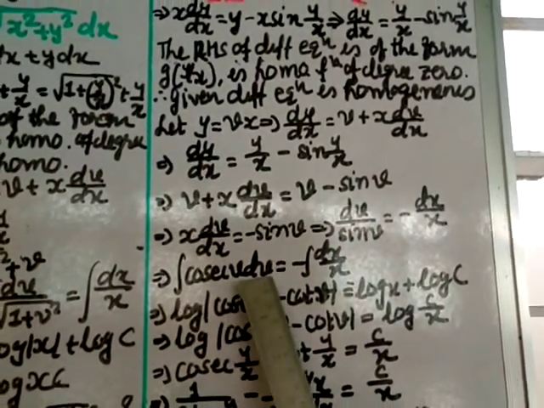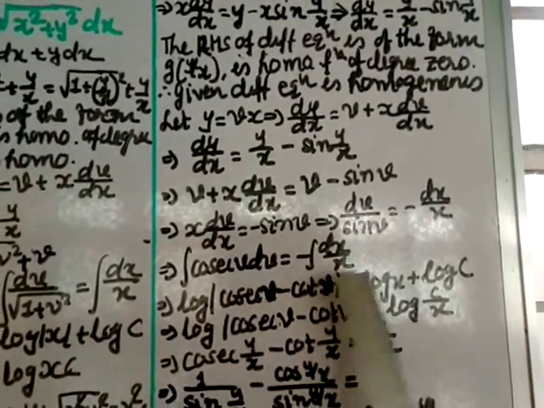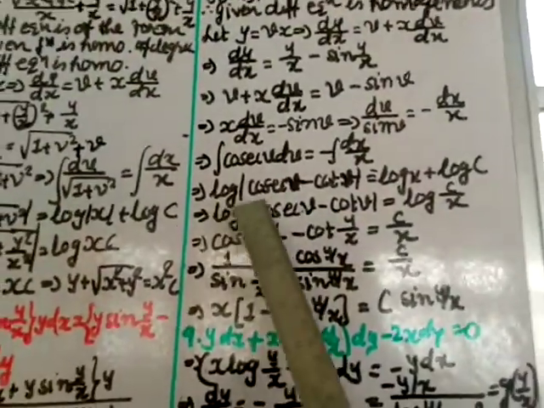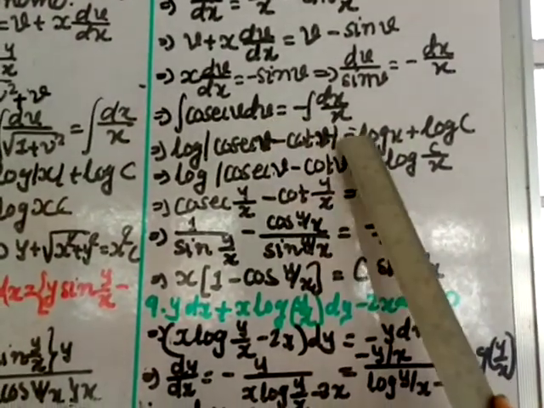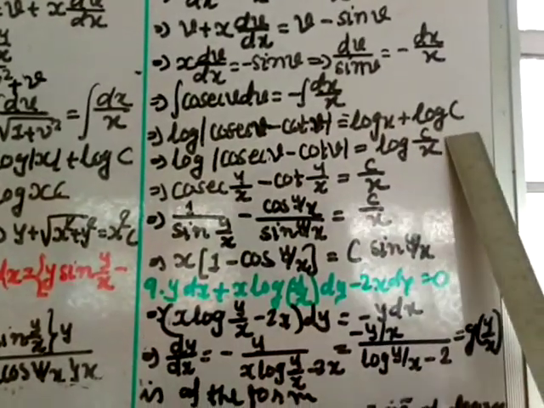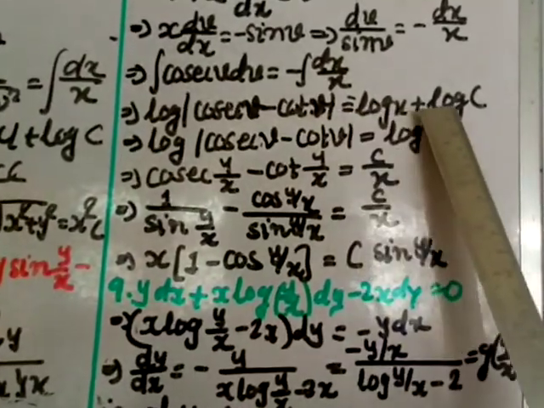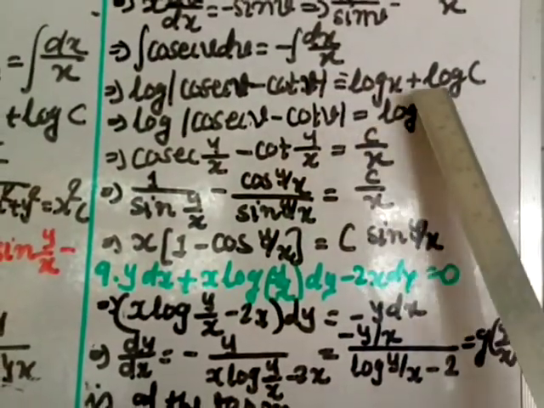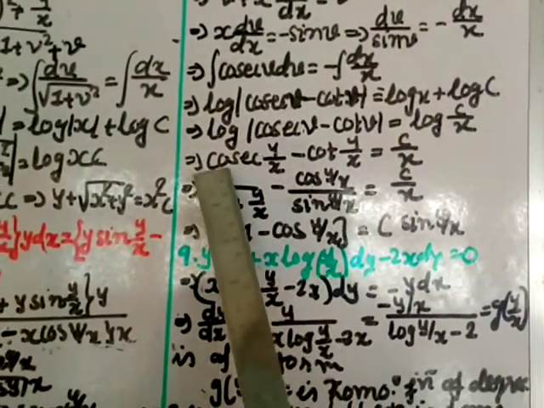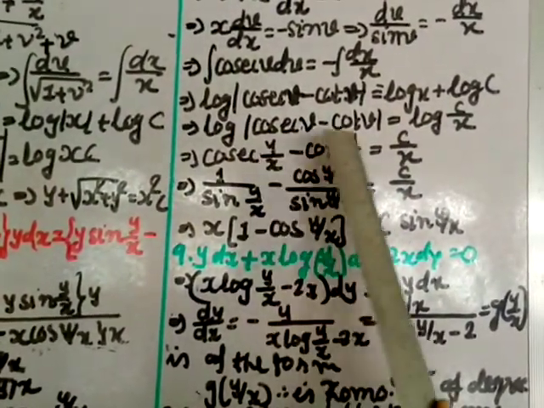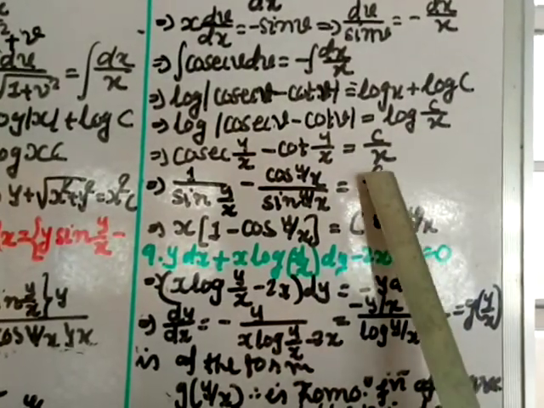So integral cosec v dv equal to minus integral dx by x. The cosec integral is log of cosec v minus cot v, equal to this integral is log x, minus is there, and since both are logs, I am writing log c. Here log c minus log x gives you log c by x. Here log as it is. Now log cuts, so you get here cosec v minus cot v, and v value y by x, put y by x. Here remains c by x.